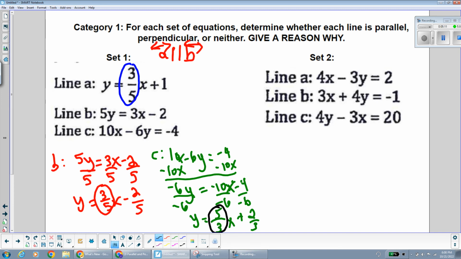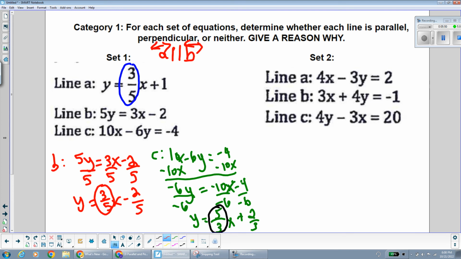Now you might be thinking, oh, that's the reciprocal of the slopes in lines A and B. If you flip 3 over 5, you do get 5 over 3. But is it the opposite reciprocal? It is not, because the sign didn't change. So we can't say that line C is perpendicular to lines A and B because it doesn't have an opposite reciprocal slope, just a reciprocal slope. So I would say that line C does not have a relationship to lines A and B. It has a neither relationship. Okay, set 2 real quick.